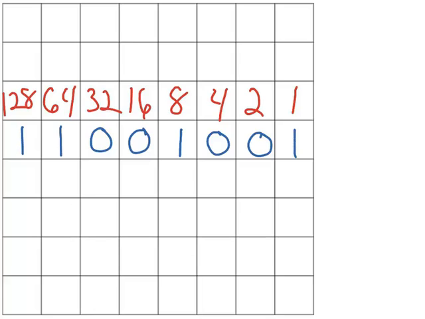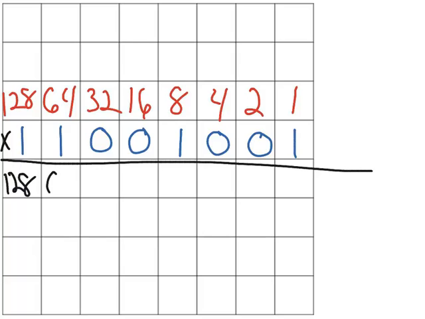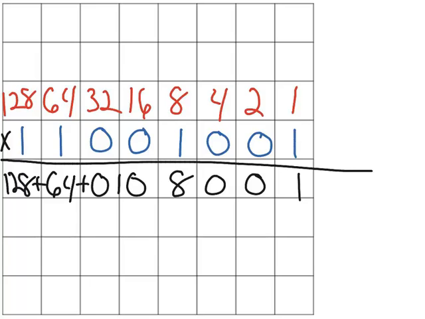After I have that, I'm going to switch back to my black marker so I have a decimal number. I multiply down, and I have a 128, a 64, 0, 0, an 8, 0, a 0, and a 1. I add across, and then I should get an answer.